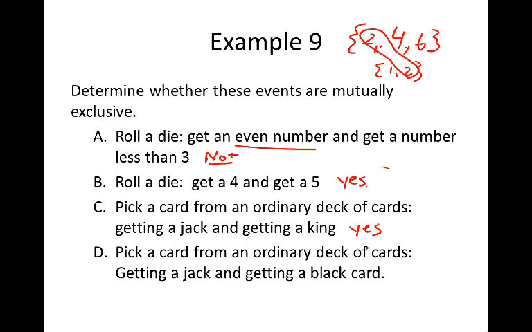But as we saw earlier, pick a card from a deck, you get a jack or a black card. You can get these at the same time, so these are not mutually exclusive. They will have an intersection. There are 2 black jacks.